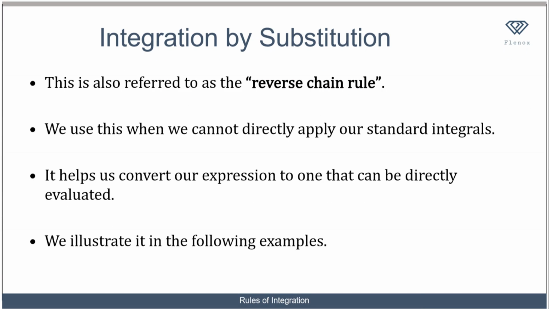So the first rule that we'll talk about is integration by substitution, and this is also referred to as the reverse chain rule. If you recall our discussion on chain rule when we were talking about differentiation, what we did was that we replaced a term or an expression by u, and we tried to simplify and manipulate the function to be able to differentiate it. So the same idea applies here. So what we do is that we try to substitute some particular term in our function so that we can convert it to a form that can be readily evaluated with our standard integrals. So now we're going to talk about some examples so you can see how to apply this specific rule.